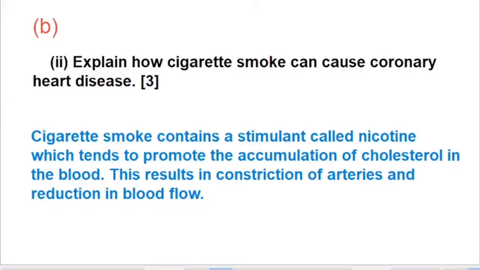So here we have said cigarette smoke contains a stimulant called nicotine, which tends to promote the accumulation of cholesterol in the blood. This results in constriction of arteries and reduction in blood vessels. Constriction of arteries simply means the arteries will become narrow. They will become small, making it difficult for the flow of blood. And this will result in a condition called coronary heart disease, because there are too many fat materials that are blocking the arteries.